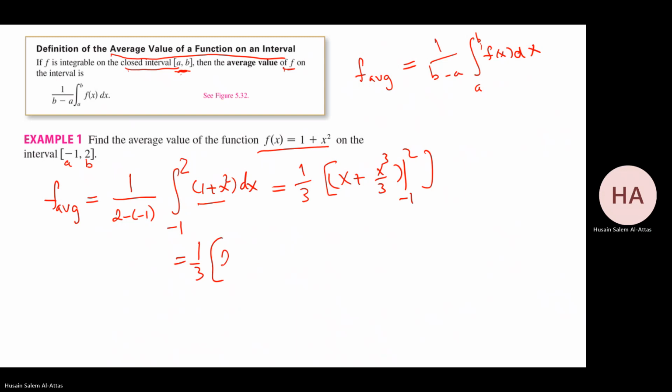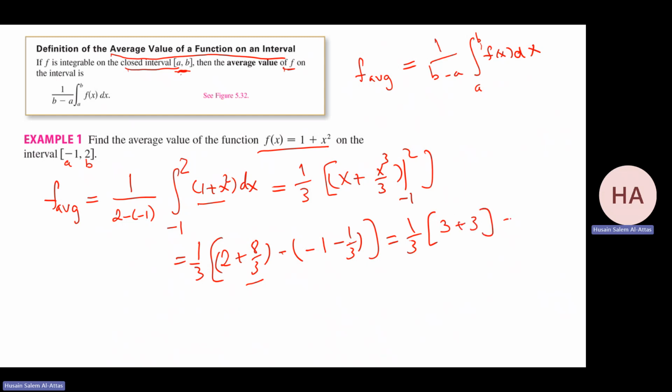1 over 3. That will be what? 2 plus 8 over 3 minus, I substitute -1, that is -1 minus 1 over 3. Okay, that gives me 1 over 3. I have 2 minus -1, that is 3. 8 over 3 minus 1 over 3, which is plus 1 over 3. 9 over 3, that is plus 3. So the answer is 2.